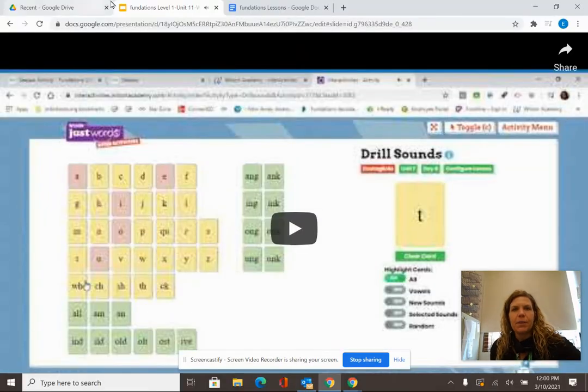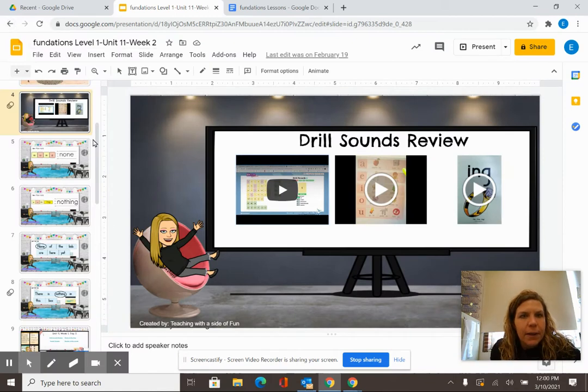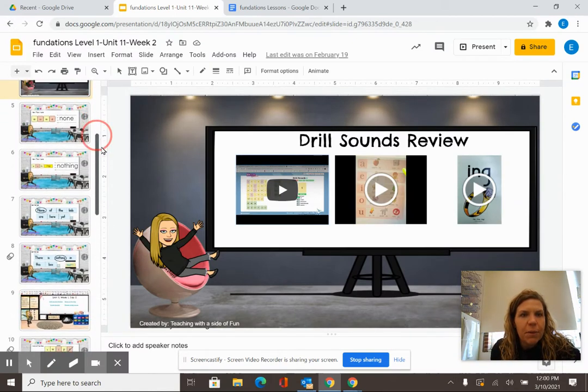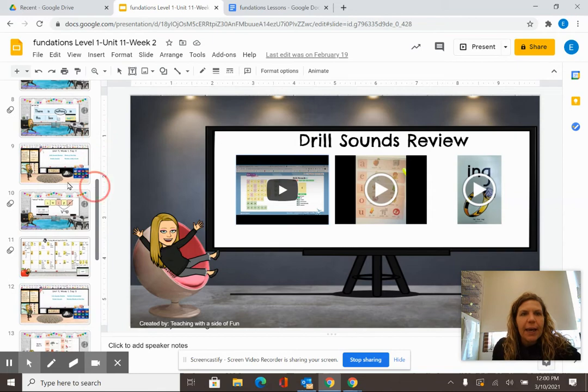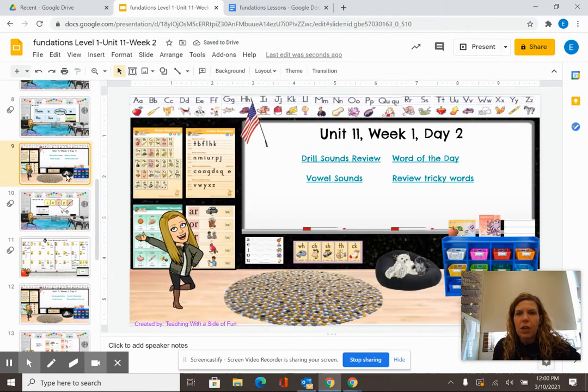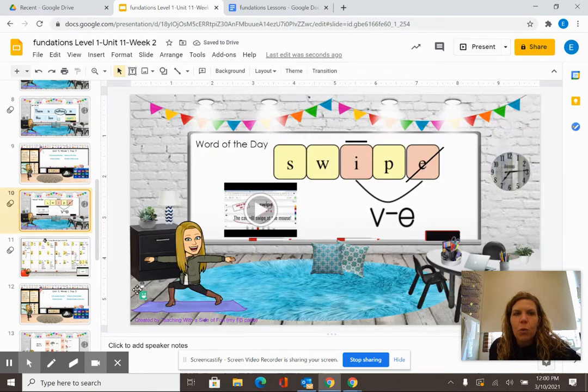All right, boys and girls, we are going to move on now to our lesson. So we have been talking about the magic E, and we talked about this earlier in the year, so I do feel like this is a review. So we are going to talk about the word of the day today, which is the word swipe.